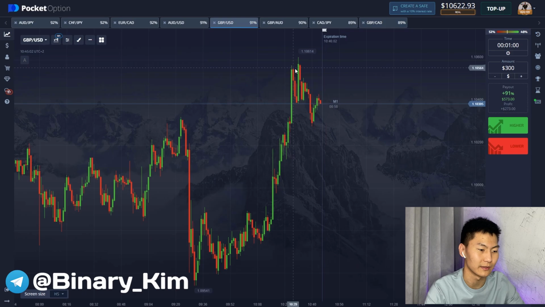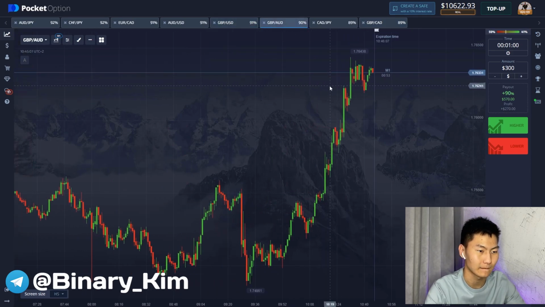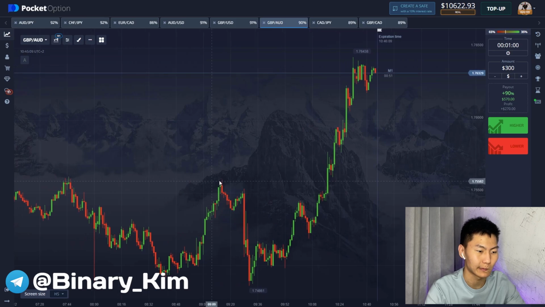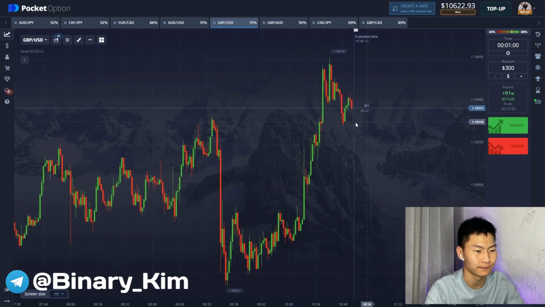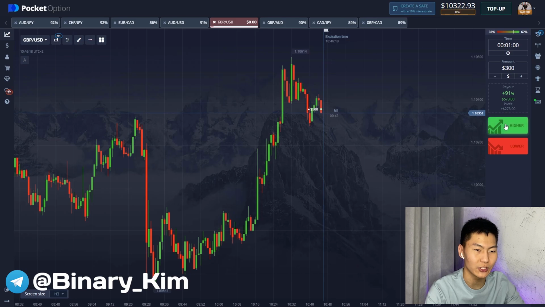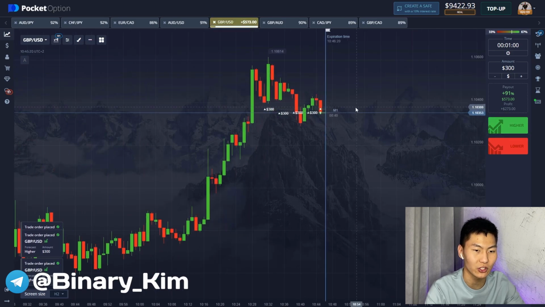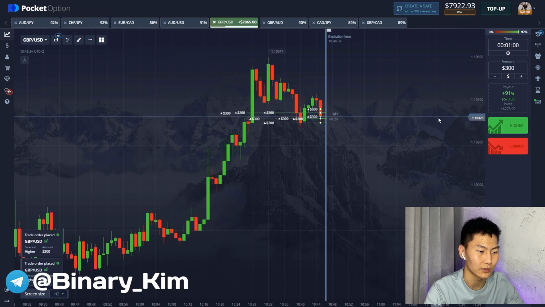Let's continue analyzing. So let's open a long position here and open 3 additional ones right away. If the candle goes lower, then we open even more. And let's do this, guys.